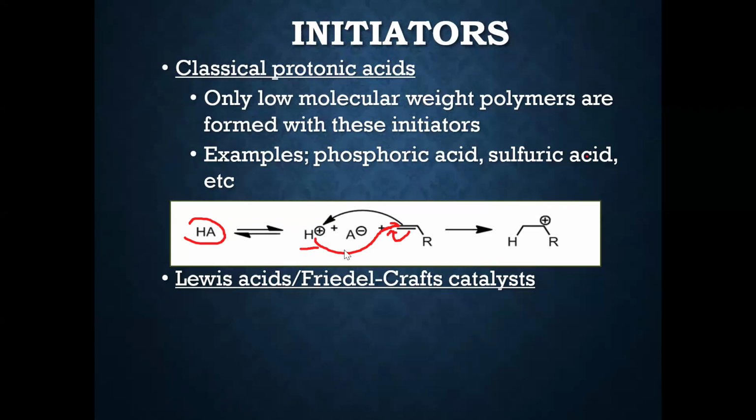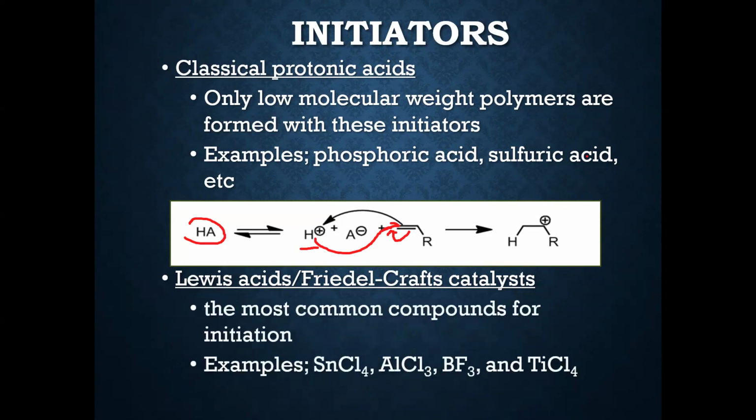For the Lewis acids and Friedel-Crafts catalysts, these are the most common compounds for initiation. Examples of these are aluminum chloride, boron fluoride, titanium tetrachloride, and so on.